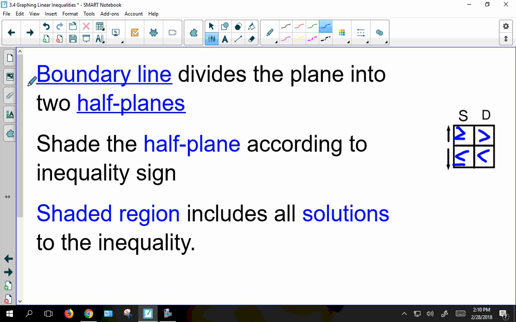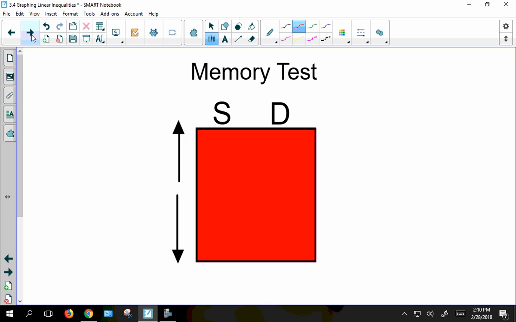Okay, so, and then if it is a greater than, you shade above the line. If it is a less than, you shade below the line. Now, how do you know it's a less than? Less than goes the same way as an L. All right. I like to remember, if it eats the y, shade above. If it doesn't eat the y, shade below. That seems a little easier to me, but what do I know?